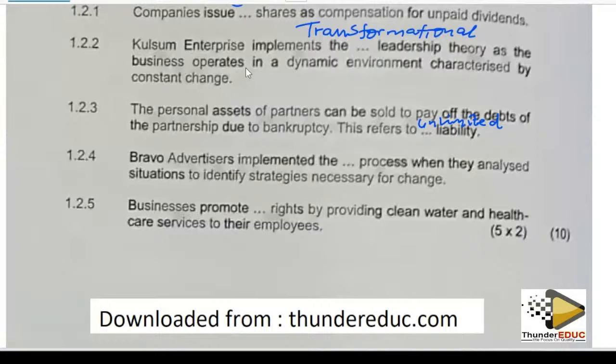Okay, right. So now, let's move on to 1.2.4. This question reads as follows. Bravo Advertisers implemented the dash process when they analyzed situations to identify strategies necessary for change. The keywords here are situations as well as strategies. Remember, when we talk of strategies, we refer to methods or techniques that are being used or applied by businesses or sets of businesses so as to attain a lot of profit. Also, we have the word situation.